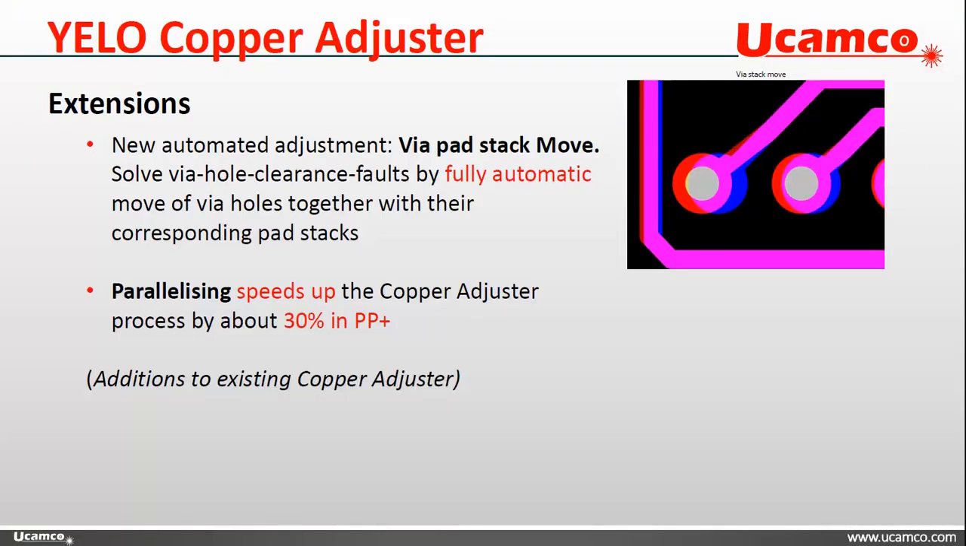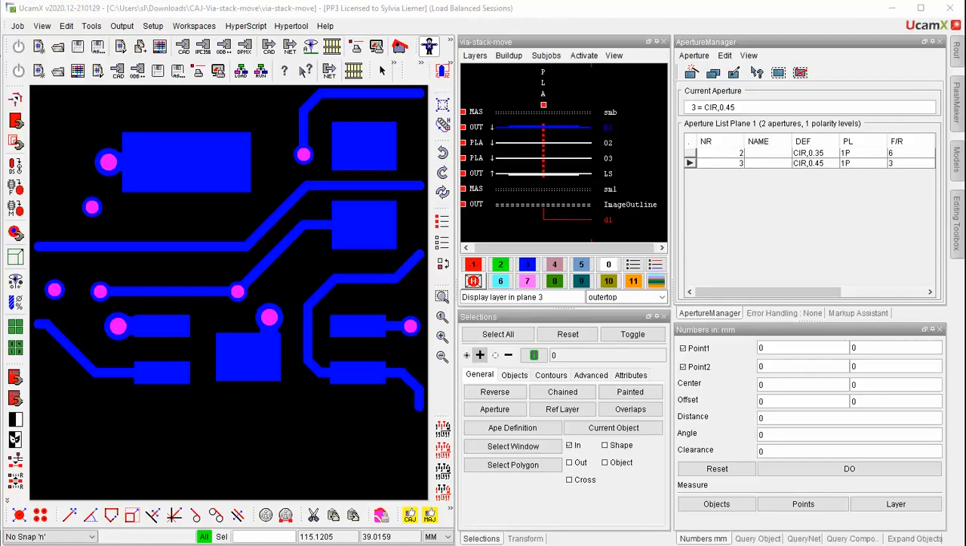As promised to you in the past, our yellow products are growing and helping to enlarge the automation. One of the new automated adjustments is the wire pad stack move. Solve wire hole clearance faults by fully automatic move of wire holes together with their corresponding pad tracks. Let's see how that will work.